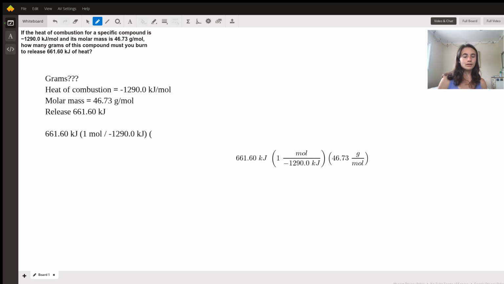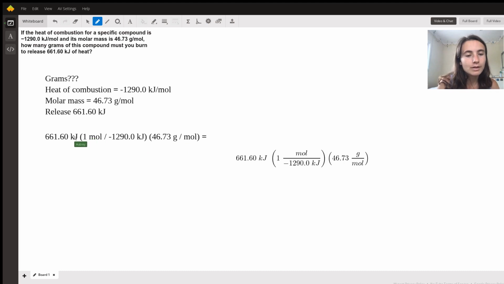Great. So we crossed out the kilojoules. Now I want to cross out the moles. I can do that by taking the molar mass, grams per mole, and that'll enable the moles and moles to cross out. So 46.73 grams per mole. And then that all crosses out, and we get a number. So just to say again, kilojoules cross out, moles cross out. What are we left with? We're left with grams.